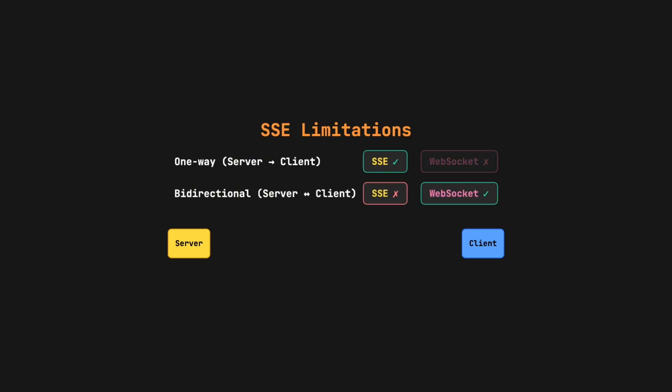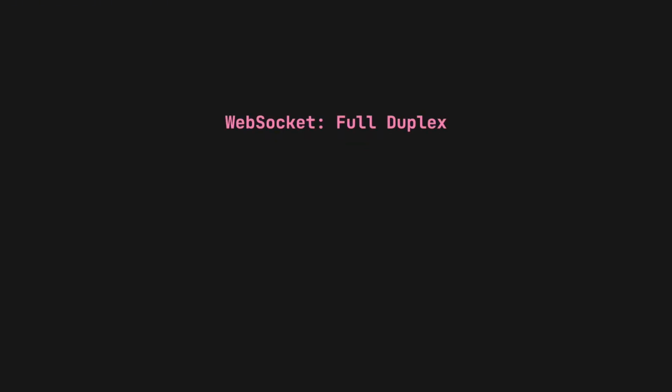Cons: it's only one way, server to client. If you need bidirectional communication, you'll need WebSockets. SSE connections can also time out, requiring the client to reconnect, though the browser's EventSource API handles this automatically. And because SSE runs over standard HTTP, network intermediaries can buffer messages, so they may arrive in bursts rather than streaming smoothly.